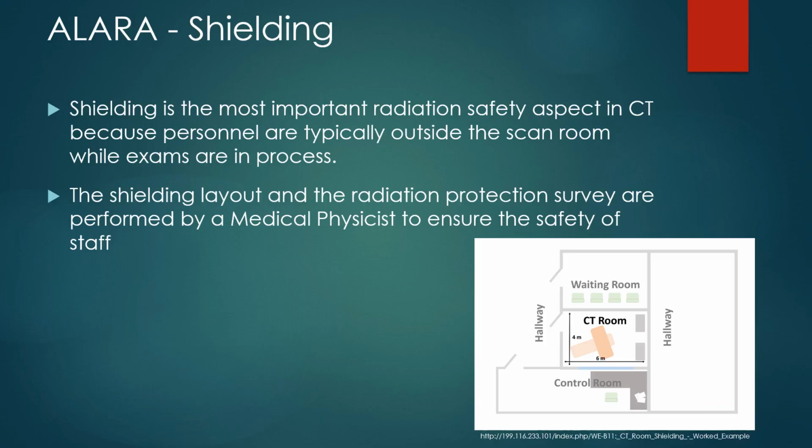Shielding of radiation should be utilized wherever appropriate. In CT, the walls of the scan room and entrance doors are usually shielded with lead and/or concrete. Standing outside of the scan room will offer protection from the radiation source and the scatter it produces when interacting with the patient. The shielding layout and the radiation protection survey are performed by a medical physicist to ensure the safety of the staff and the public.